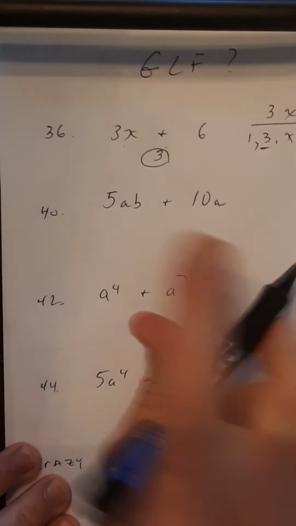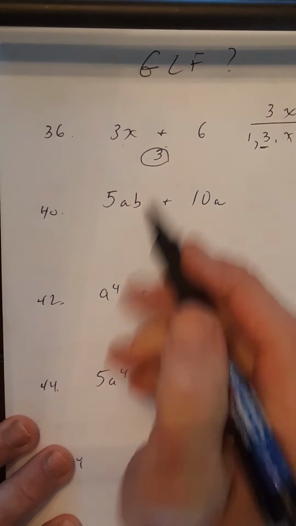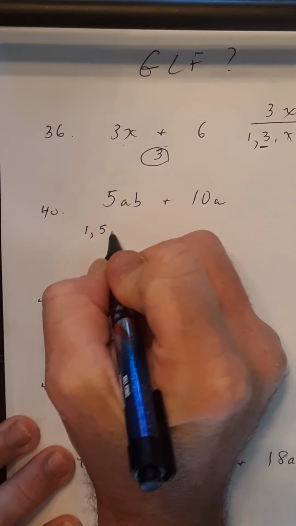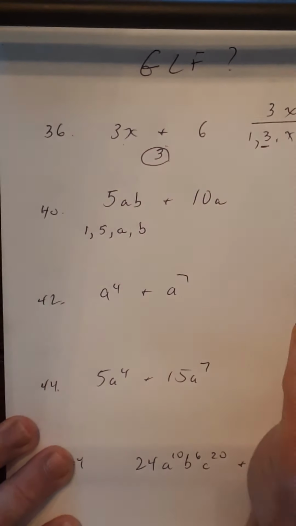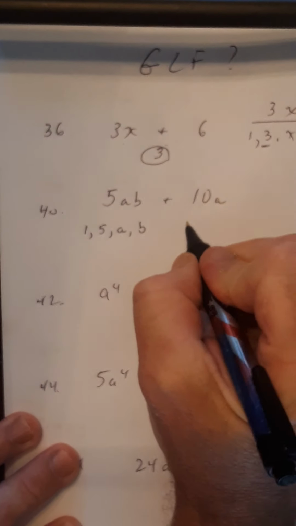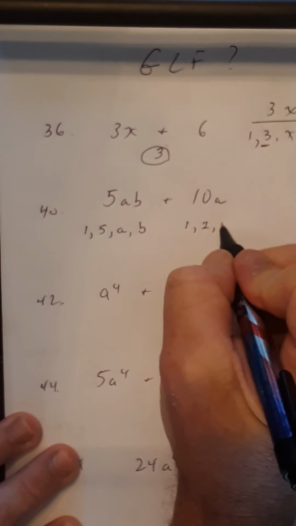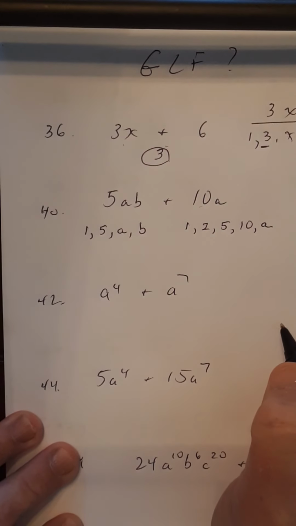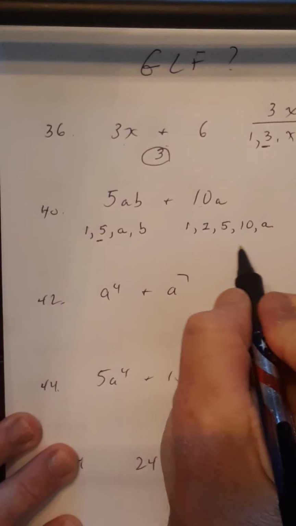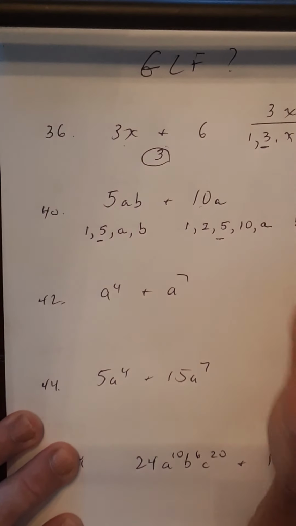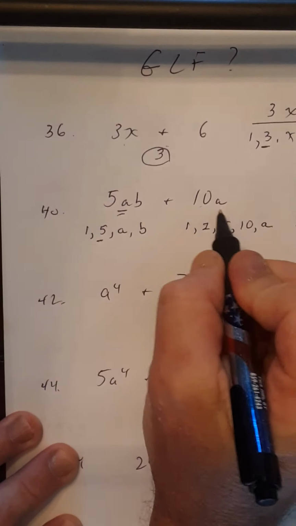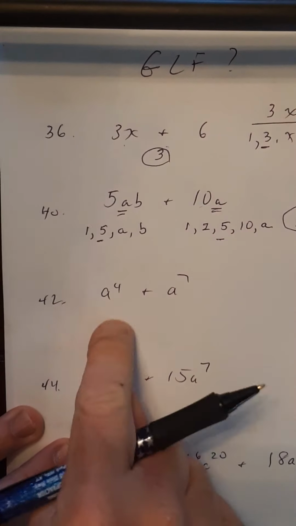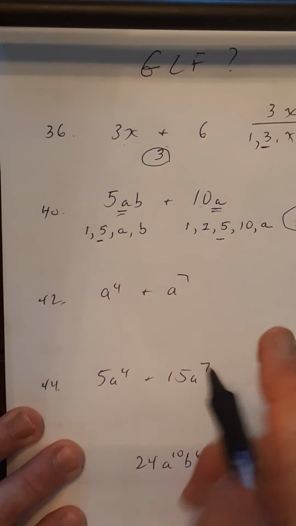Go to number 40. When I look at 5AB, it looks like my factors are going to be 1, 5, A, and B. And for 10A, it looks like 1, 2, 5, 10, and A. And the greatest factor that I have in common is obviously the 5. But let's not forget we have an A in common as well. Answer, 5A.